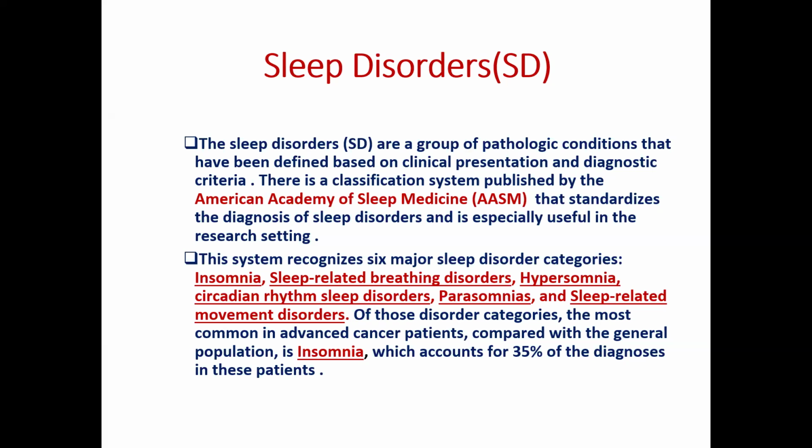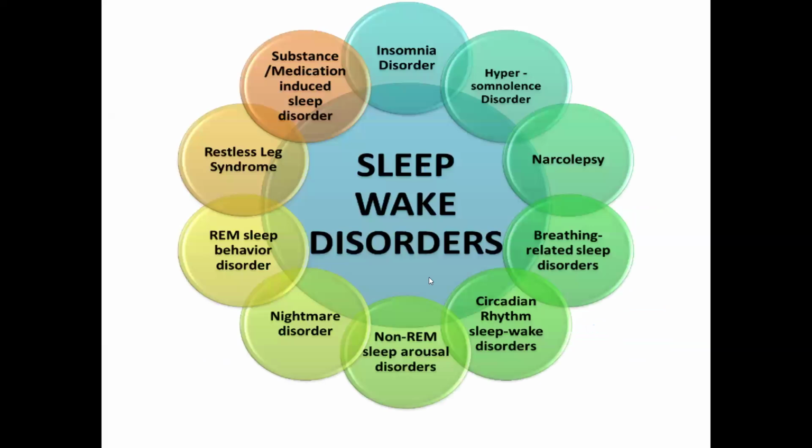Anyway, the American Academy of Sleep Medicine has classified sleep disorders into six major categories. The most important for us are insomnia and sleep-related breathing disorders. So you see them here: insomnia, narcolepsy, hypersomnolence, breathing-related sleep disorders like obstructive sleep apnea, for example, and others. Restless leg syndrome is also an important topic that you need to know as a pain and palliative doctor here.